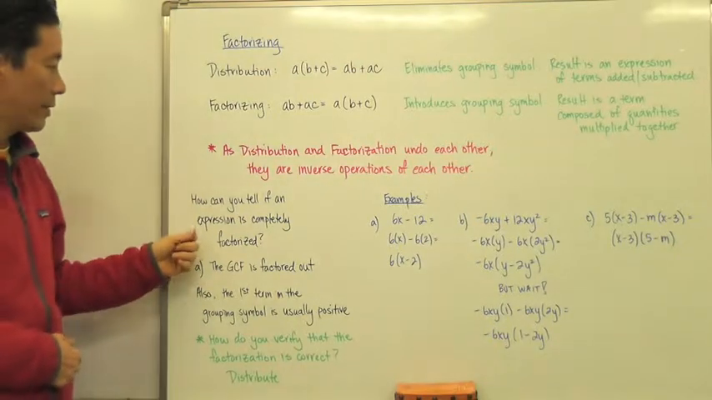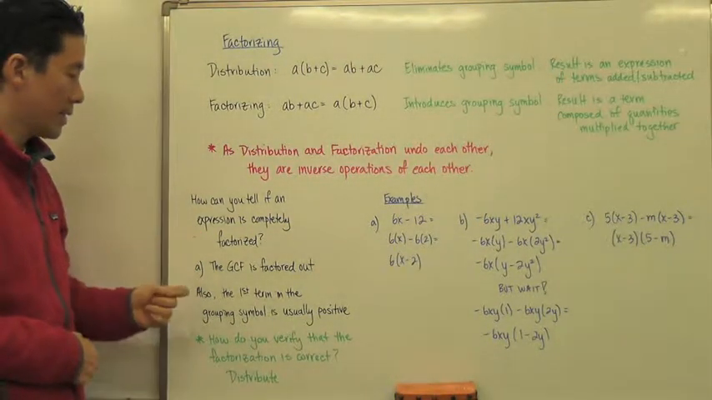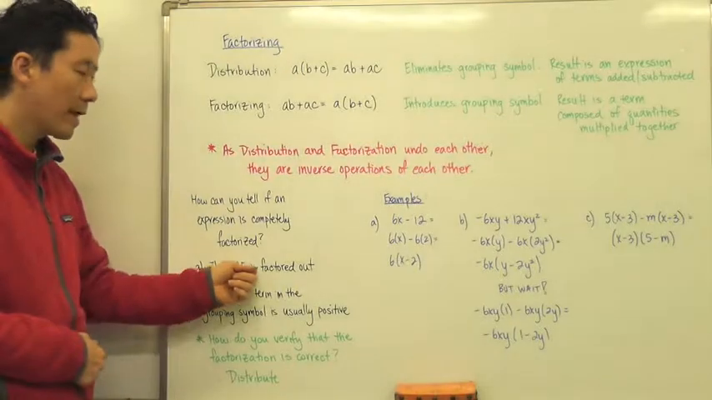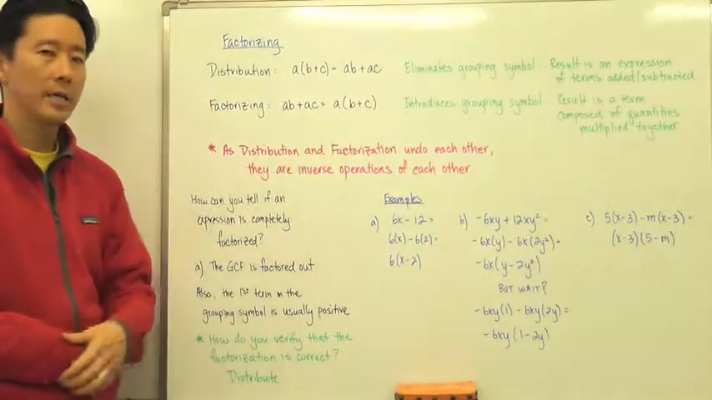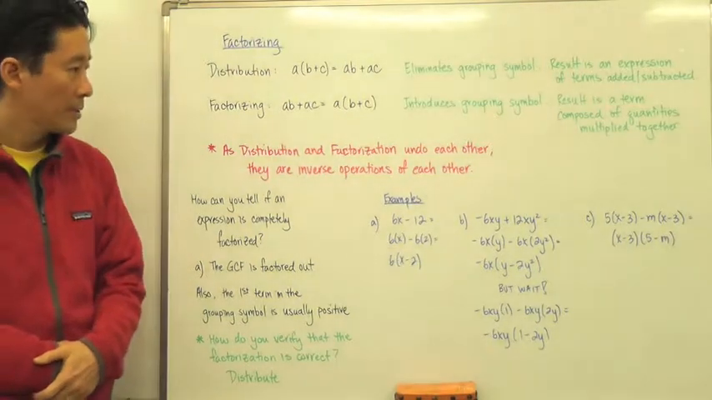Okay, how do you determine whether or not an expression is completely factorized? Make sure that the greatest common factor is factored out, and just by convention, make sure that b is a positive term. So there you go.